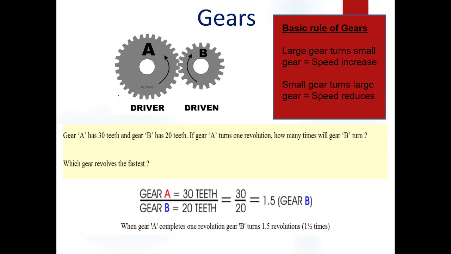So here's our example. Gear A has 30 teeth. Gear B has 20 teeth. If gear A turns once, how many times would gear B turn? Well, gear A has 30 teeth. Gear B has 20 teeth. So that's 30 over 20, which is 1.5. So gear B, we've just found out, will turn 1.5 times, which means it is turning 1.5 times faster than gear A.